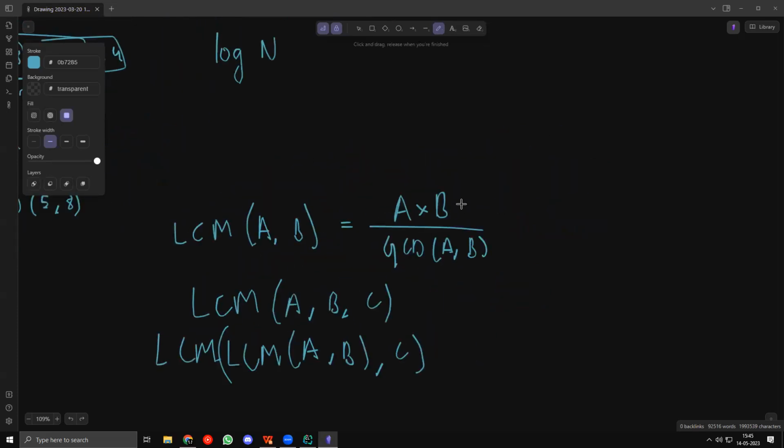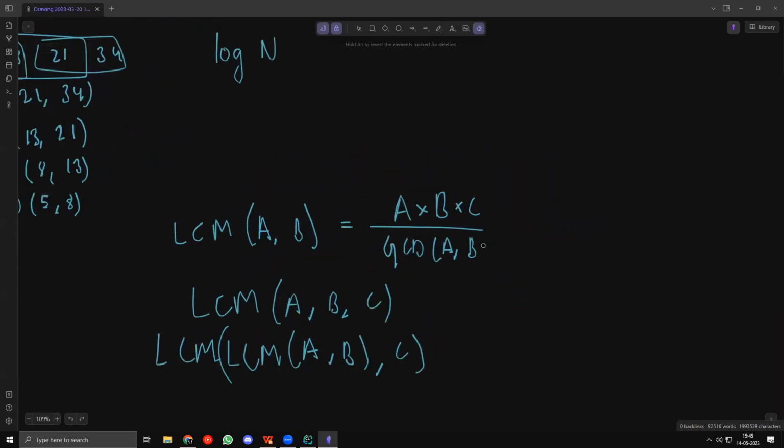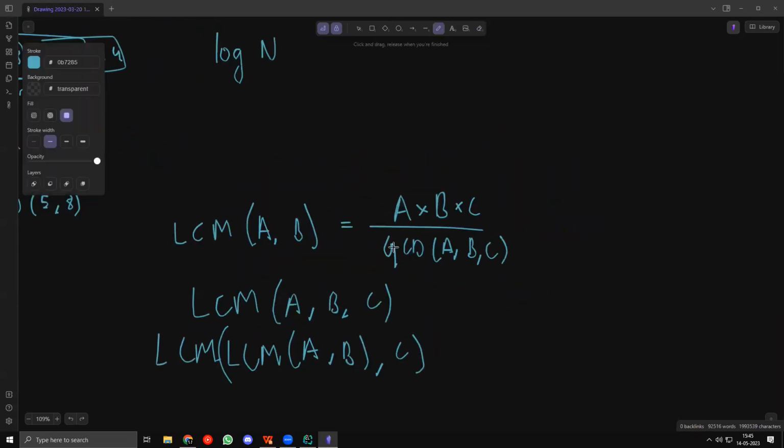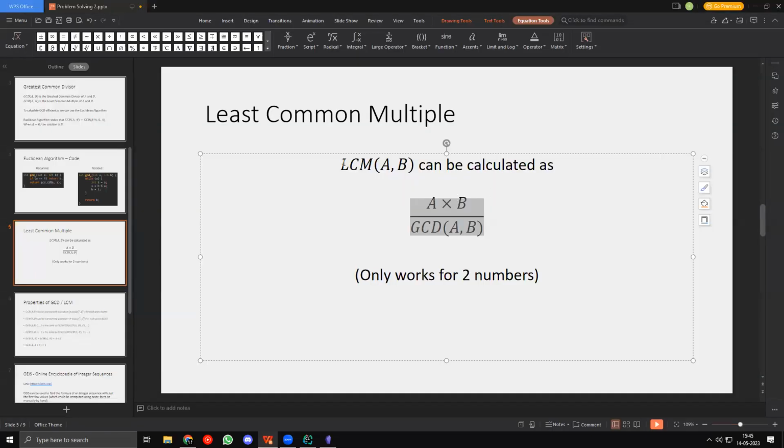Like for LCM, you cannot take A times B times C divided by GCD of A comma B comma C. This does not work, by the way. This will not work. Okay, cool. So yeah, this is the LCM.